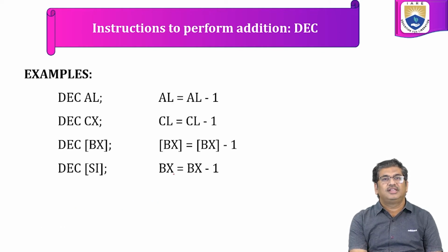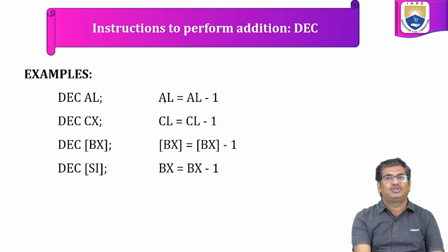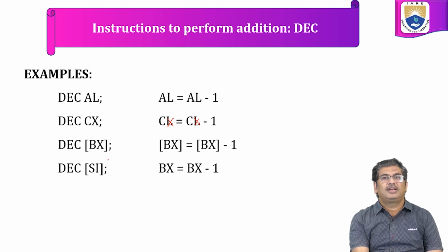An example for this case is DEC AL. It is the same as subtracting 1 from AL and storing the result in AL register. DEC CX. Here the CX register contents are subtracted with 1 and the result will be stored in CX register.